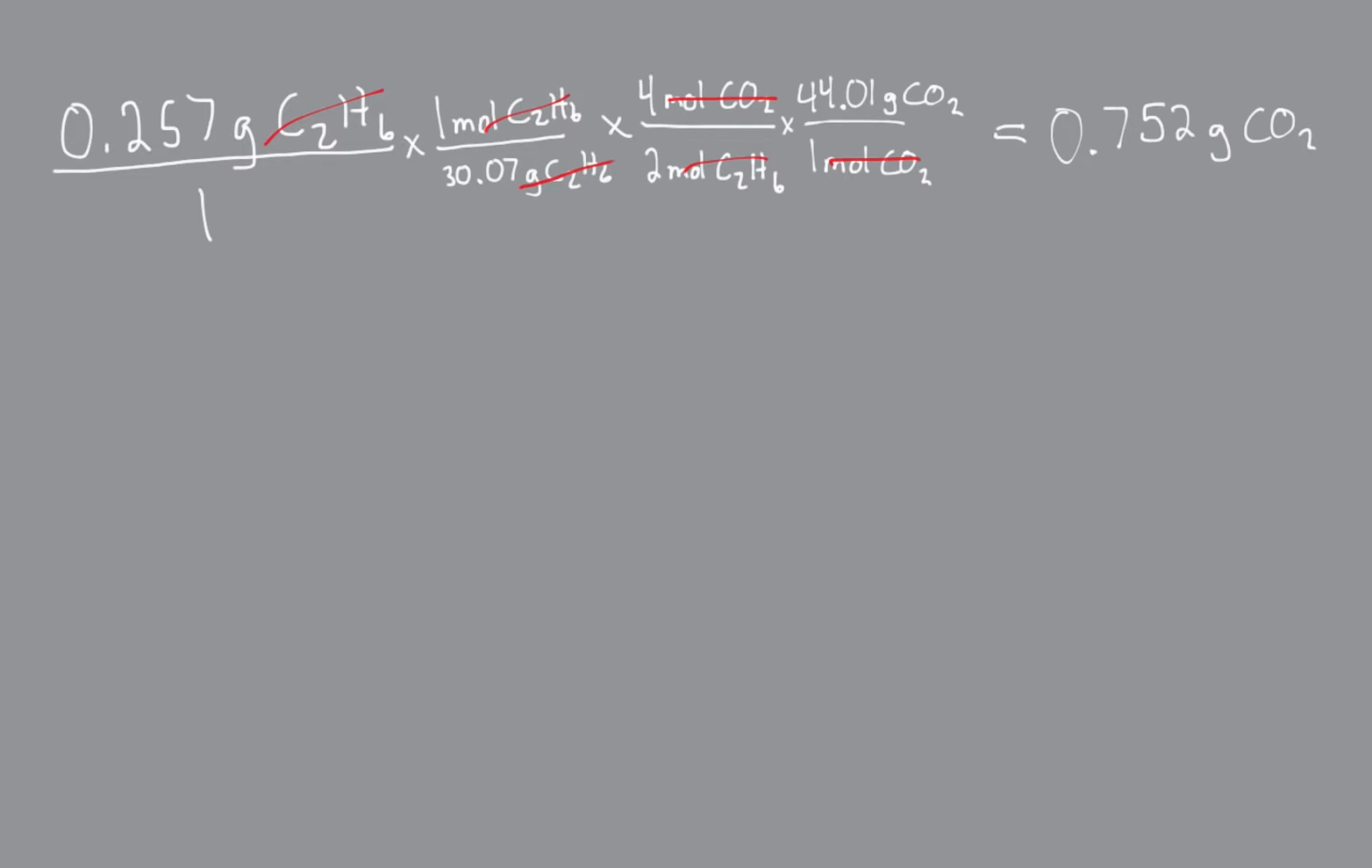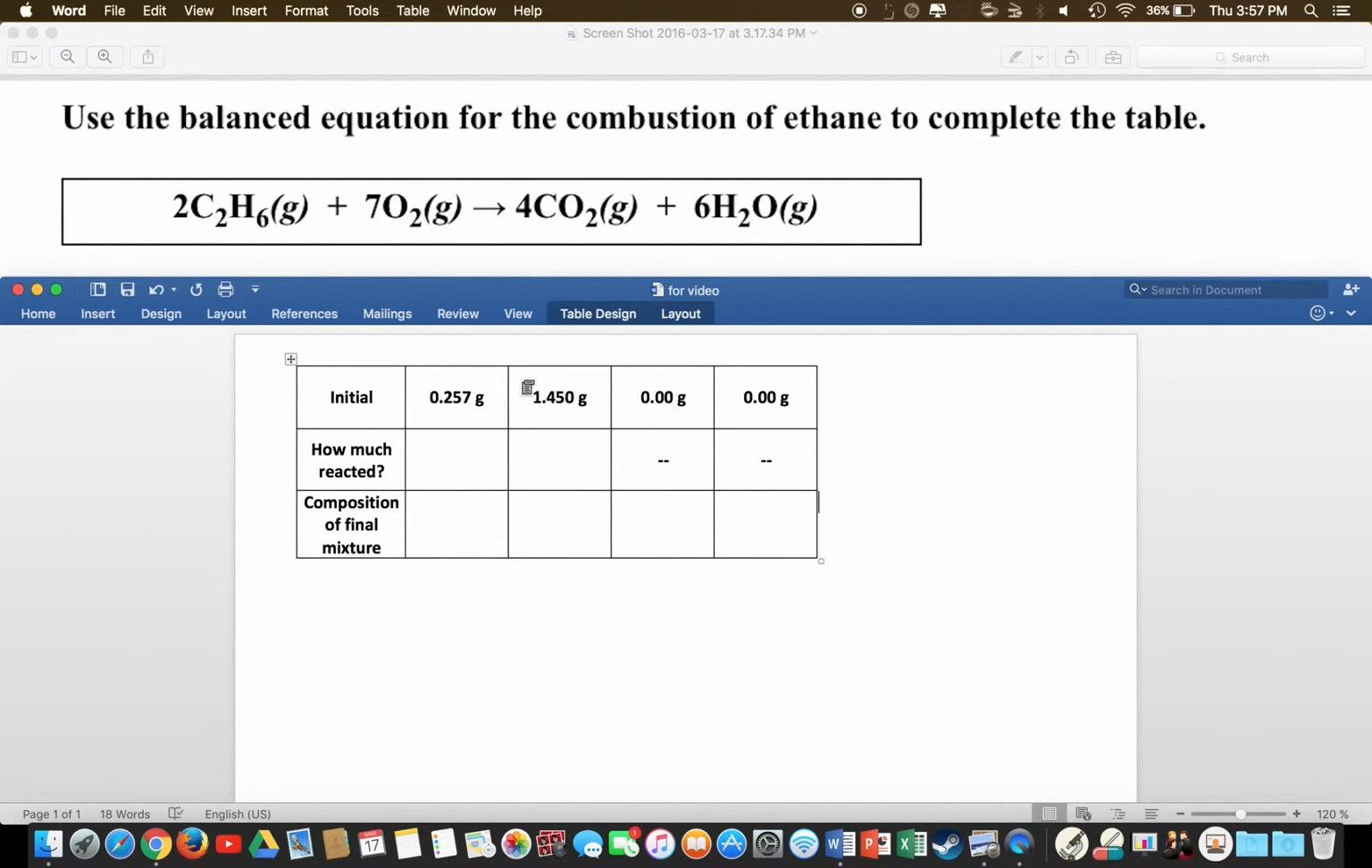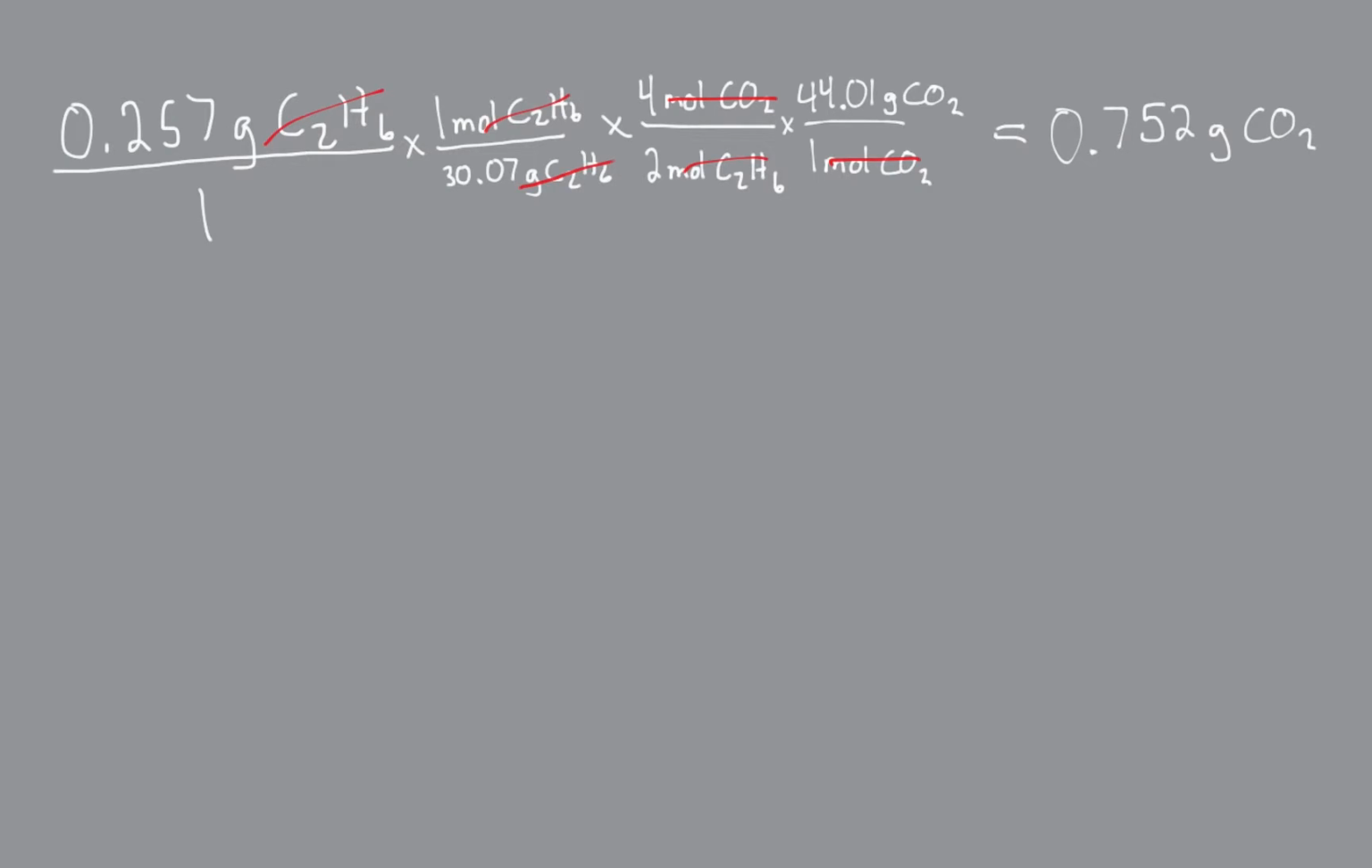So for oxygen, remember that we used 1.450 grams of oxygen. So let's go ahead and use that. So let's do another one of these. So basically you're going to do 1.450 grams of O2 divided by 1. Just have it over 1, whatever. Multiply that, same thing as we did above.